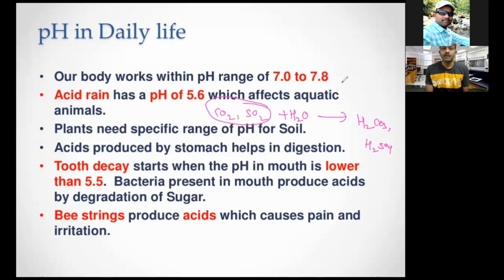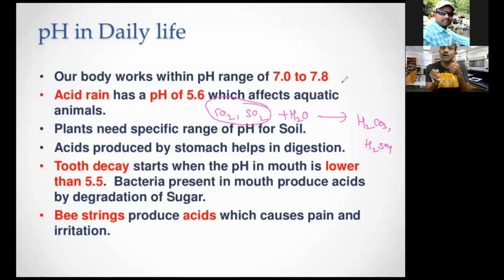Right? Now, plants need a specific range of soil pH. Some soils are basic in nature, some are acidic, some are neutral. Some plants require a basic medium, and some plants require an acidic medium. Suppose you are planting a plant that requires an acidic medium in soil that is basic in nature, it will not grow. So what we have to do here is make that soil acidic. Why? Because this plant requires an acidic medium. If our soil is a basic medium, then it will not grow.